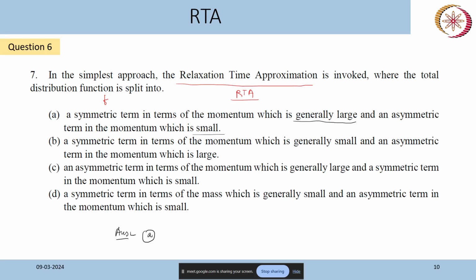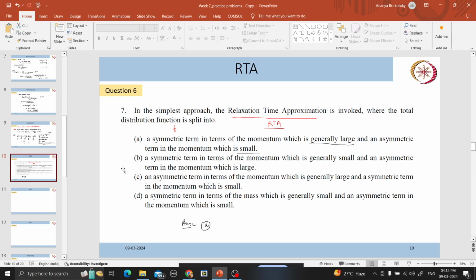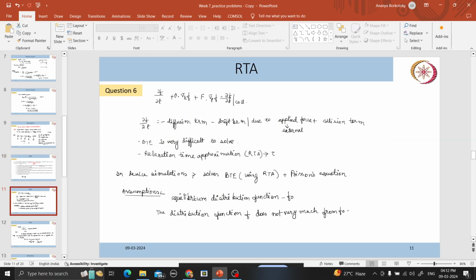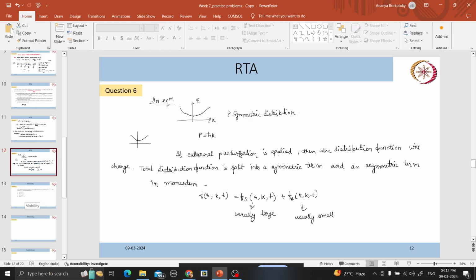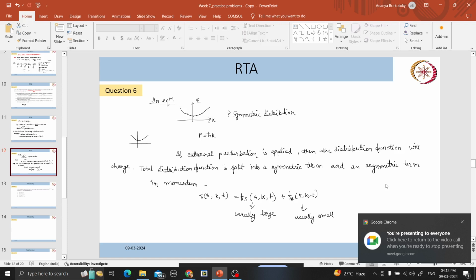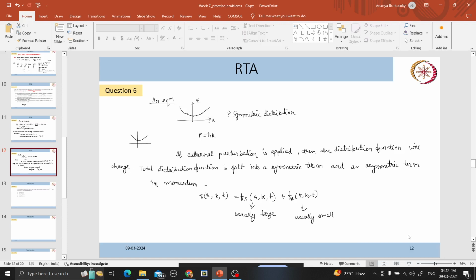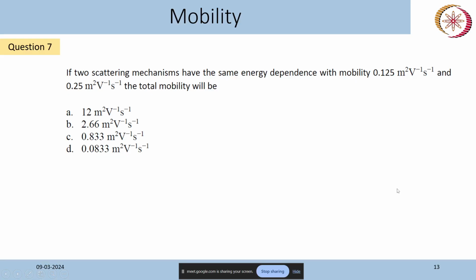This is about the relaxation time approximation and how software solves BTE. So let's do the next question.